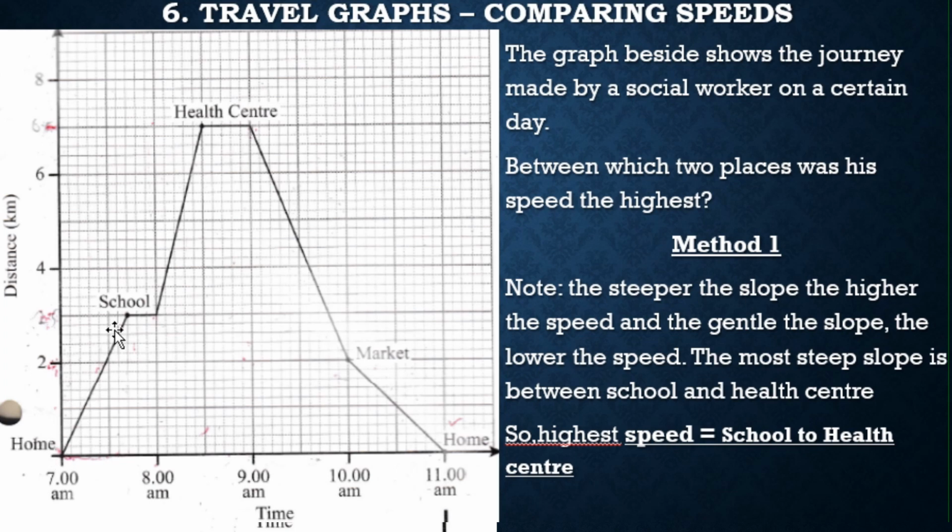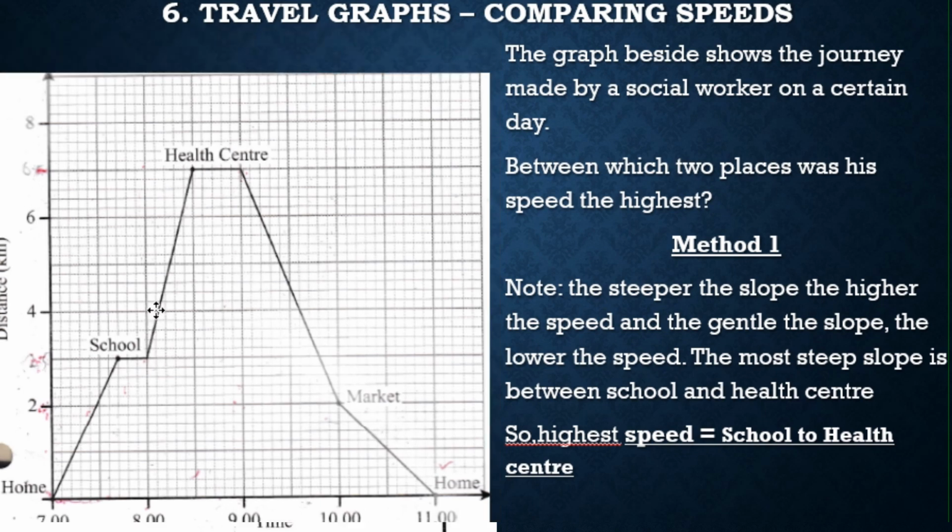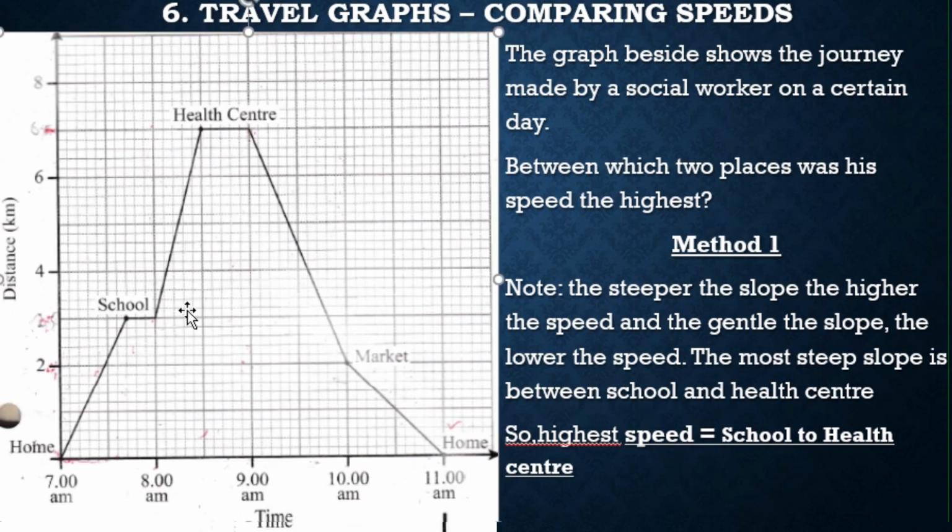So looking at the first slope compared to the second slope, the third slope, and the fourth slope, you can easily tell this is the most steep slope. This one is the one which is almost vertical. So this slope gives us now the highest speed. That is from school to health center. From school to health center is the most steep slope, which gives us the highest speed. As we go to calculation in method 2, we shall still find the answer to be school to health center.